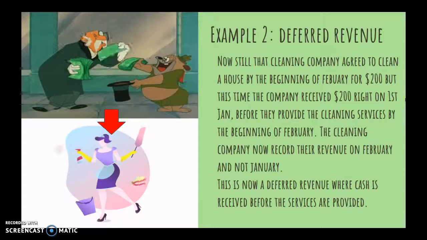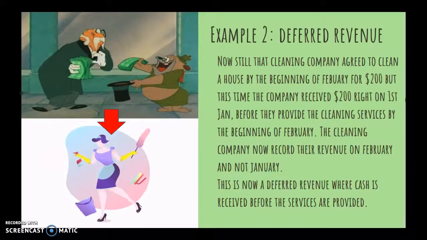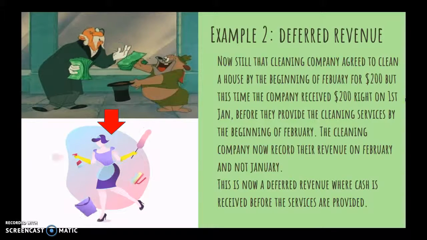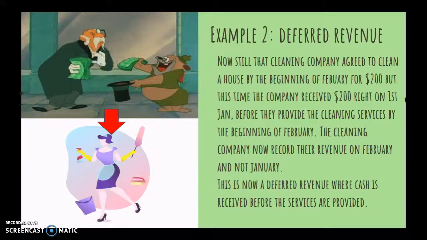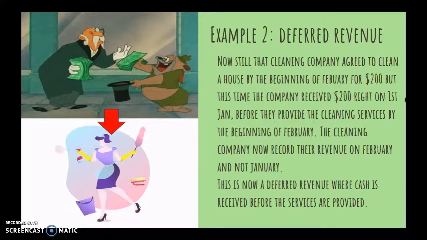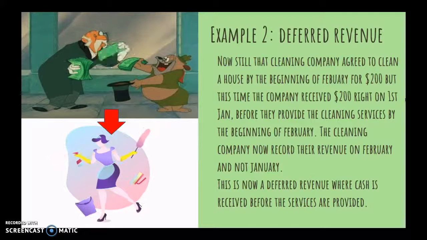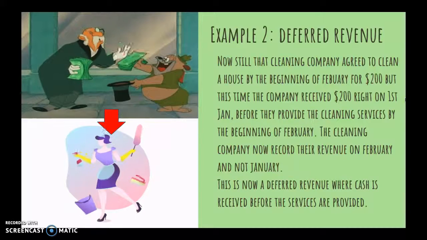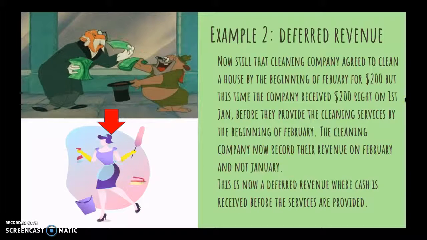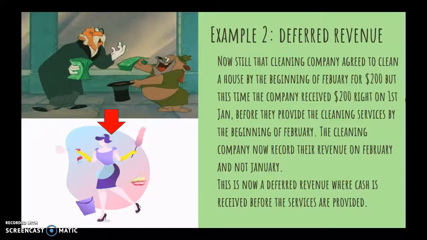For the second example, still that cleaning company, they agreed to clean a house by the beginning of February for $200, but this time, the company received their $200 right in January, which means before they provided their cleaning services by the beginning of February. The cleaning company now records their revenue in February and not January. This is now a deferred revenue, where cash is received before the services are provided.